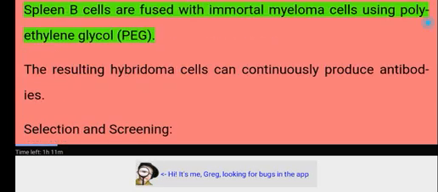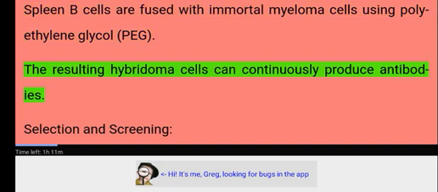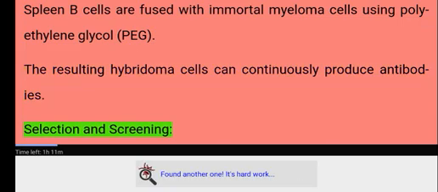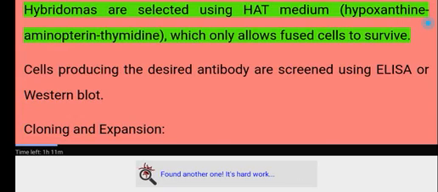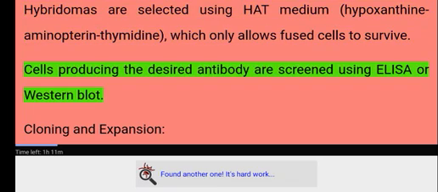Fusion with myeloma cells. Spleen B cells are fused with immortal myeloma cells using polyethylene glycol, PEG. The resulting hybridoma cells can continuously produce antibodies. Selection and screening. Hybridomas are selected using HAT medium, hypoxanthine-aminopterin-thymidine, which only allows fused cells to survive. Cells producing the desired antibody are screened using ELISA or Western blot.